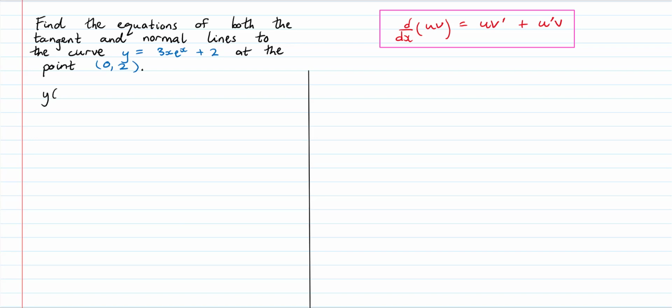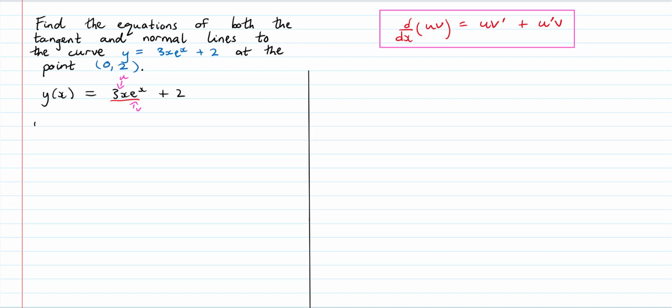So if we've got this function of x, y of x is equal to 3x times e to the power of x plus 2, then to differentiate this part here, we're going to need to use the product rule. I've got the product rule written out in the top right hand corner of the screen. So if we take u as being equal to 3x, and v being equal to e to the power of x, then we can go about differentiating that part.